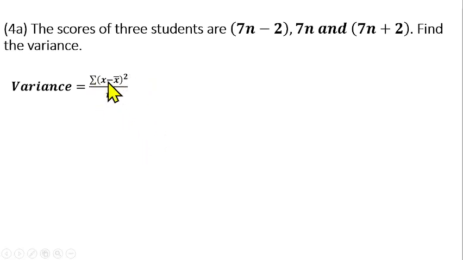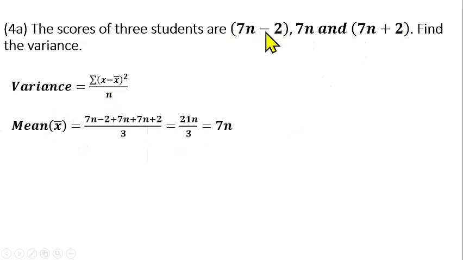So that means our x are these 3 values given, and our x bar, that is the mean. So we need to find the mean of these 3 set of data before you can find the variance. So how do we find the mean? Mean is to add all these 3 numbers together and divide by 3. So we have 7n minus 2 plus 7n plus 7n plus 2 divided by 3, and our mean is x bar. So we'll add all these numbers together divided by 3.